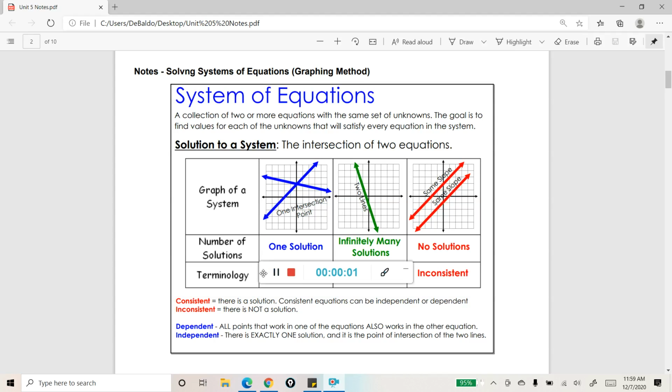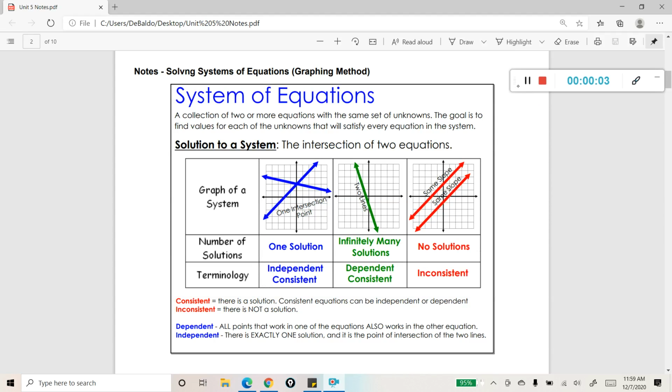In this lesson, we're going to begin talking about systems of equations, and there are several methods that we use to solve a system of equations, and we're going to talk about the first method, which is called graphing.